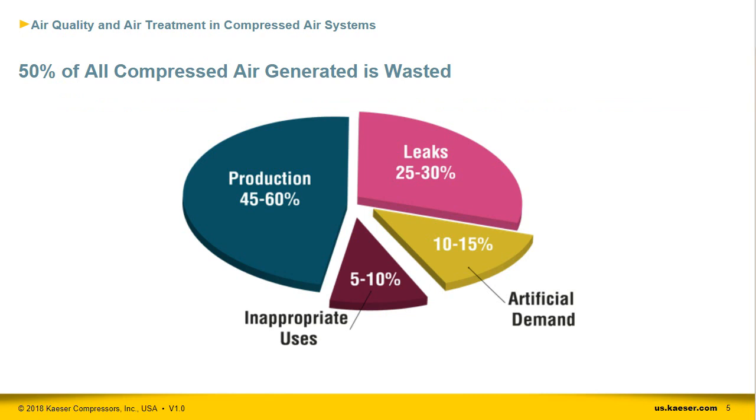A quick sidebar about energy here. Compressed air has a high energy cost, and unfortunately, not only is it expensive to create, about 50% of it is wasted on average. Think of it this way. A typical plant has a 50% yield on the compressed air it produces. And if you were talking about your product or the use of raw materials, a 50% yield is really abysmal. Air treatment decisions have some impact on compressed air energy consumption, and we'll discuss those later on.